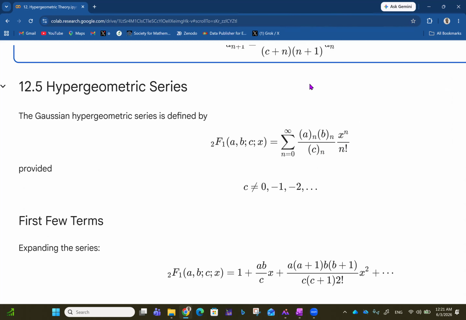So you have the second term. For the third term now, you have a sub 2, b sub 2. That's when n is 2 now. A sub 2, b sub 2, c sub 2. So a sub 2, that's a times a plus 1. B sub 2, that's b times b plus 1. C sub 2, that's c times c plus 1.